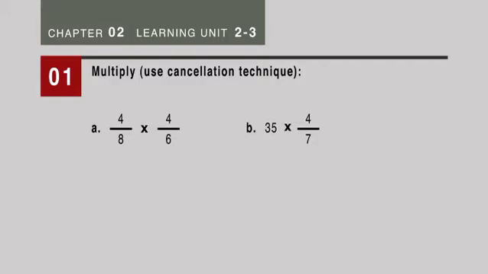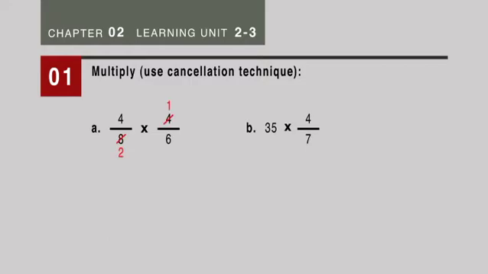So number 1 says multiply, and we're going to use the cancellation technique. And we're looking at A, 4/8 times 4/6. We're going to look at the 8 and the 4. We realize that 4 goes into 8 2 times. So instead of the 4, we put a 1. And in place of the 8, we put a 2.